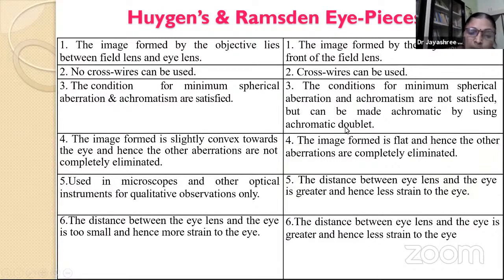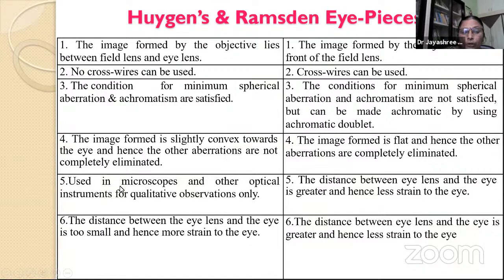We have to minimize it, but how? By using the particular achromatic doublet for the different colors, chromatic aberration, and so on. The next point is that in Huygens the image formed is slightly convex towards the eye, and hence the other aberrations are not completely eliminated. Here in Ramsden the image formed is flat, and hence the other aberrations are completely eliminated.